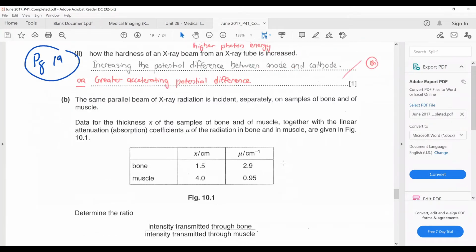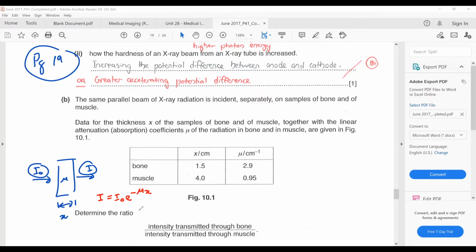Okay, now to recap a little from last week, I told you that if this one was your incident intensity, this is your remaining intensity, right? After passing through a medium of thickness X and linear attenuation coefficient mu, how would you relate the final intensity and initial intensity? You can make use of this equation: I equals I naught exponential negative mu x. Alright, that was in general the equation you can use here.